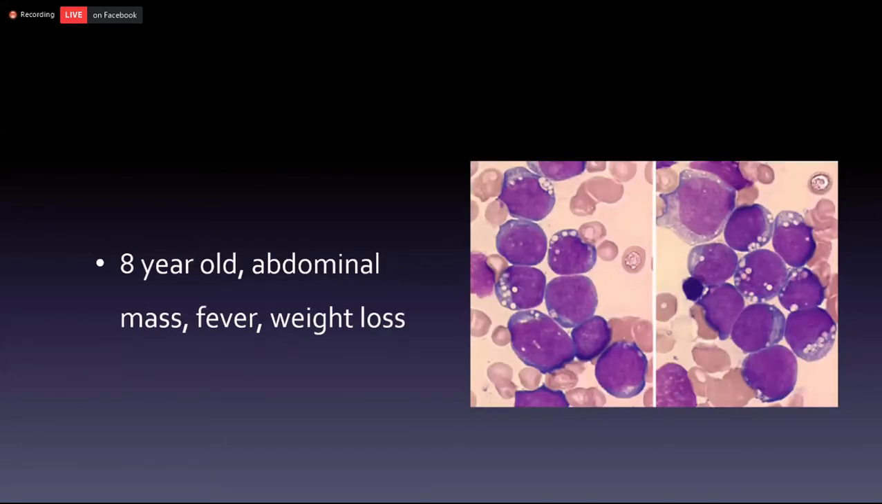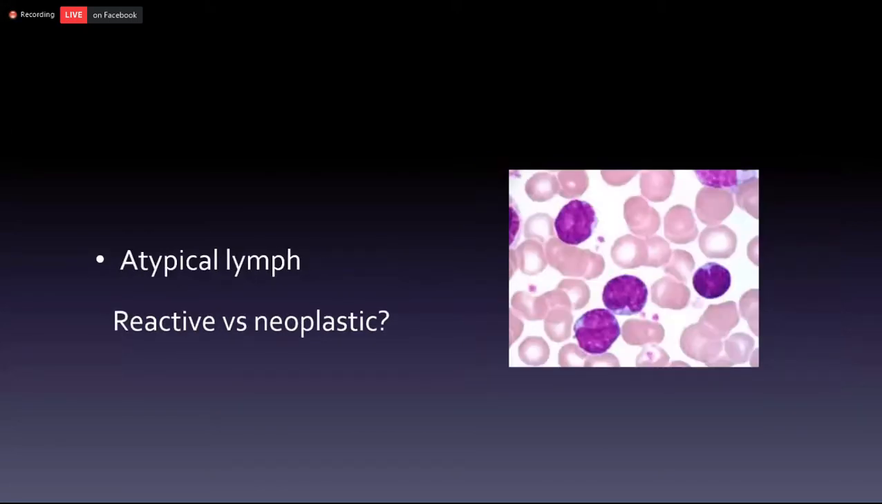And similarly, an 8-year-old patient with abdominal mass, fever, and weight loss, and you see these again, medium-sized cells with relatively open chromatin, lots of cytoplasmic vacuoles, and you tend to get to the diagnosis of Burkitt's-like morphology. Now we come to the area where you really want to scratch your head. So these are the highly atypical lymphocytes.